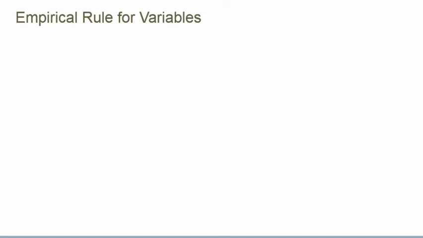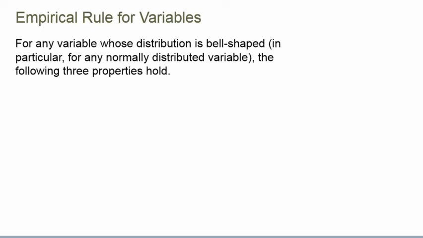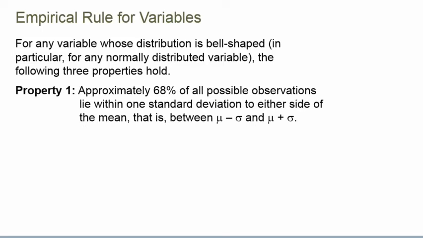Empirical rule for variables. For any variable whose distribution is bell-shaped, in particular for any normally distributed variable, the following three properties hold. Property 1. Approximately 68% of all possible observations lie within one standard deviation to either side of the mean. That is, between mean minus one standard deviation and the mean plus one standard deviation.